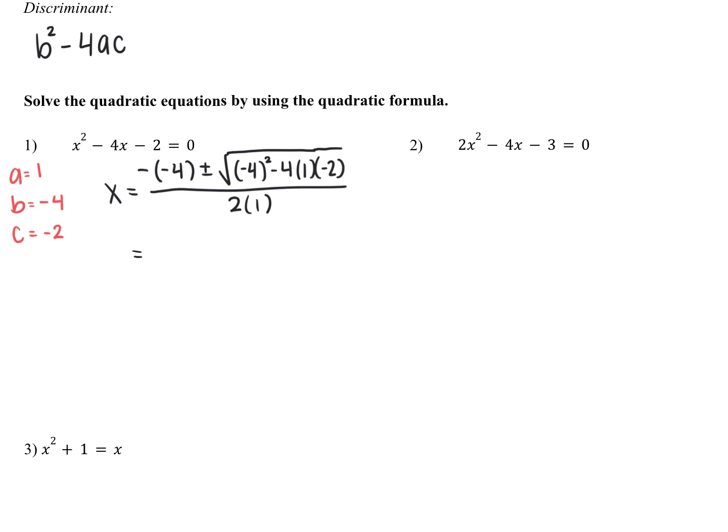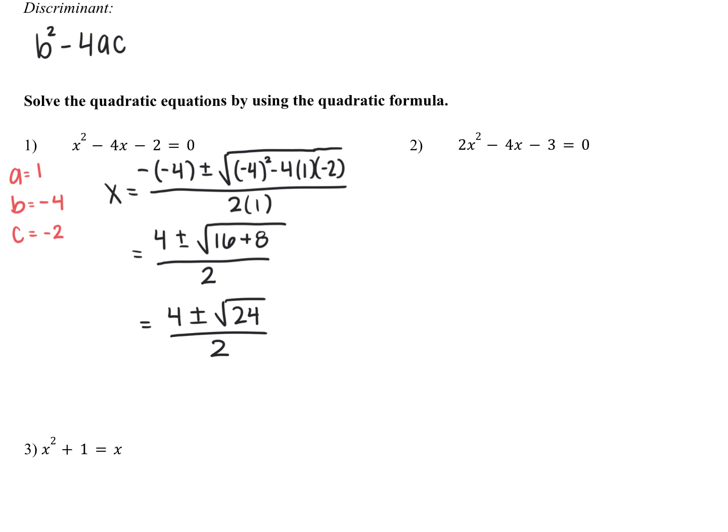So negative 4 is going to become a positive 4, plus or minus, and then when I square negative 4, I get positive 16. So whenever you square b, you should always end up with a positive number, which is why I put the parentheses. And then negative 4 times 1 times negative 2 is going to give positive 8, all over 2 times 1, which is 2. That then becomes 4 plus or minus the square root of 24 all over 2.